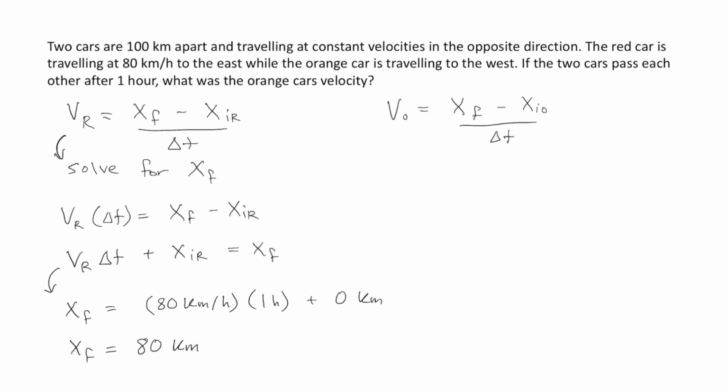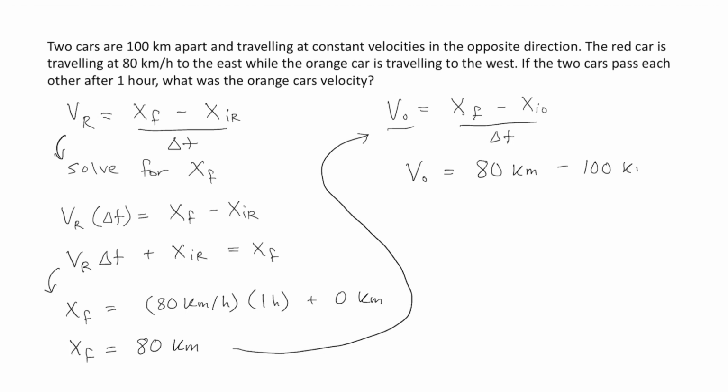And now that we have the final position, we have all the variables we need to solve for VO, the velocity of the orange car. And so at this point, we just need to plug our values in and solve for VO. So we have XF is 80 kilometers, XIO was 100 kilometers, and delta T was 1 hour. So VO is equal to negative 20 kilometers an hour. And that is the answer to our question.